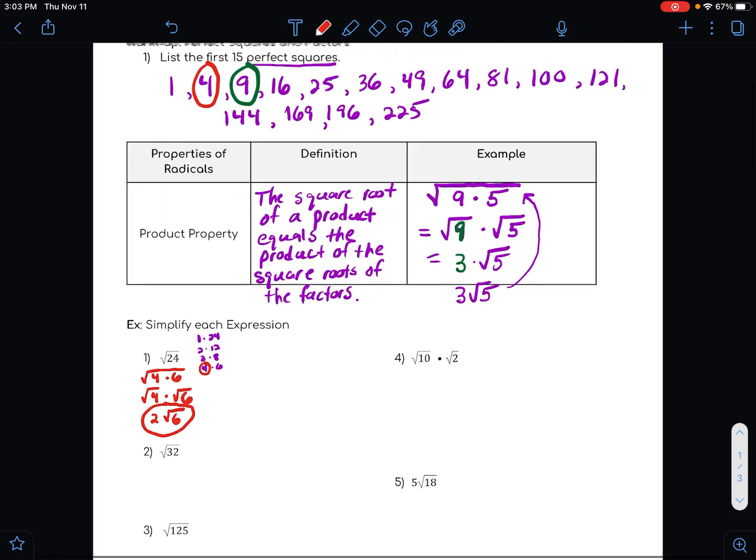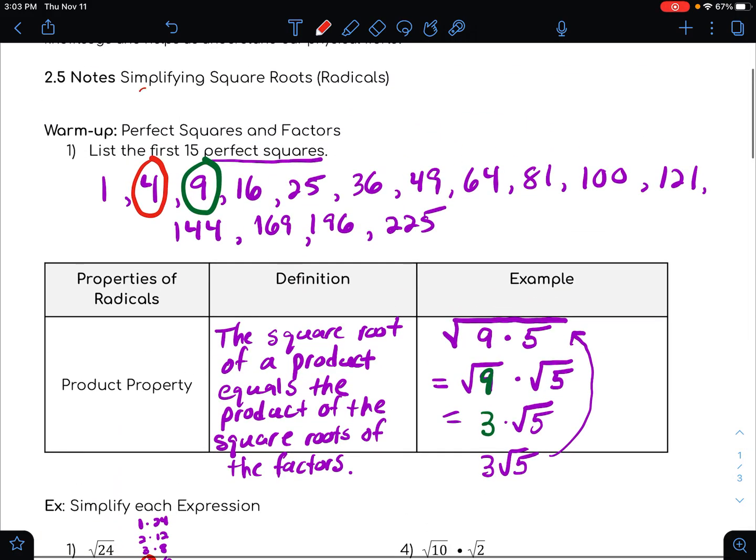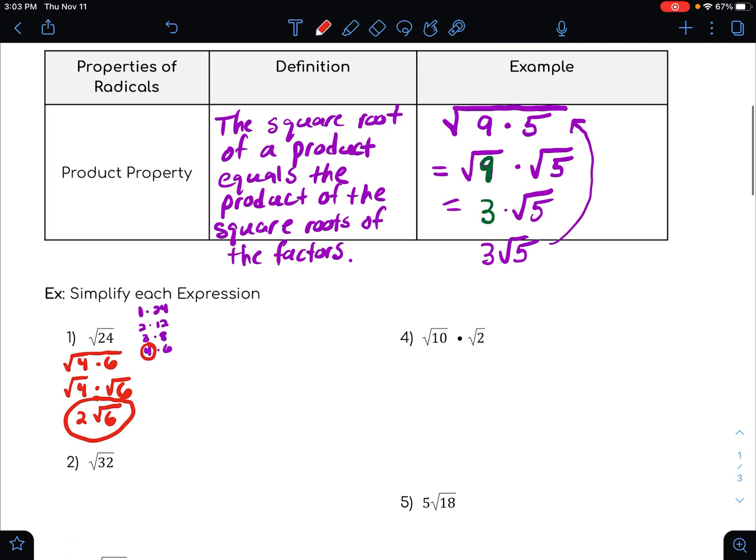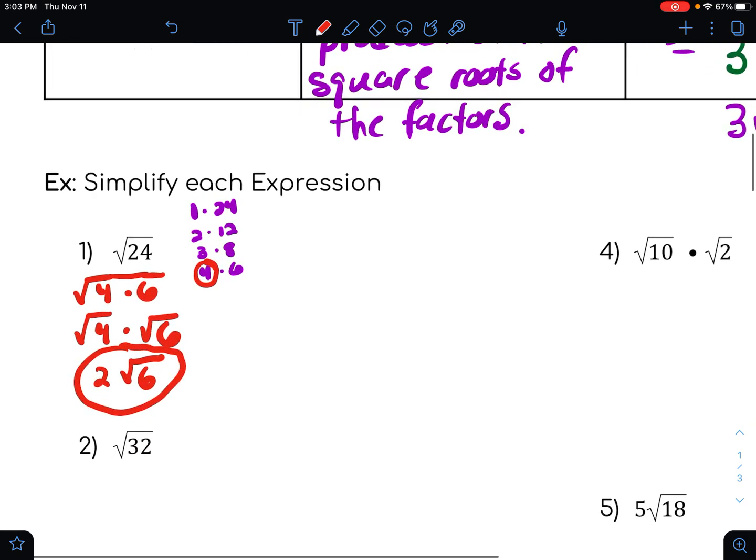Back up here, that's called simplifying a square root, or simplifying a radical. So we have 2 times the square root of 6, which is the same thing as the square root of 24. Now that might not seem simpler because we have 2 numbers instead of 1, but what we want is to get the number underneath the square root as small as possible, and also get something out from underneath the square root.